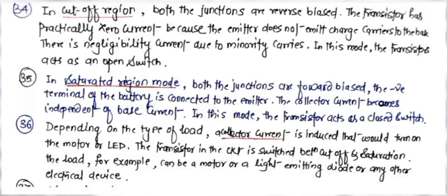Depending on the type of load, a collector current is induced that would turn on the motor or LED. The transistor in the circuit is switched between cutoff and saturation. The load, for example, can be a motor or a light emitting diode or any other electrical device.